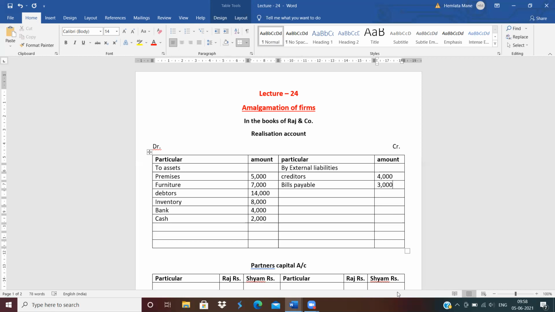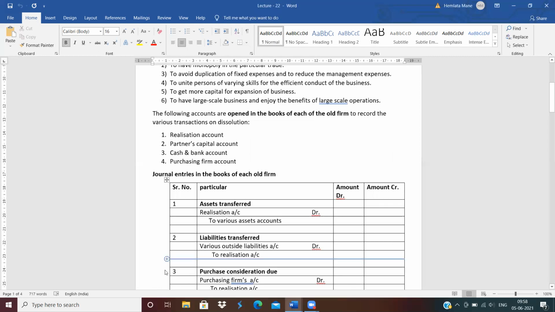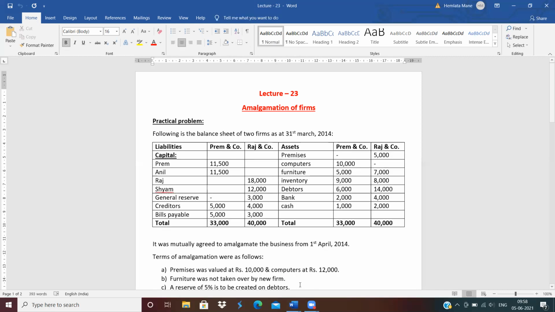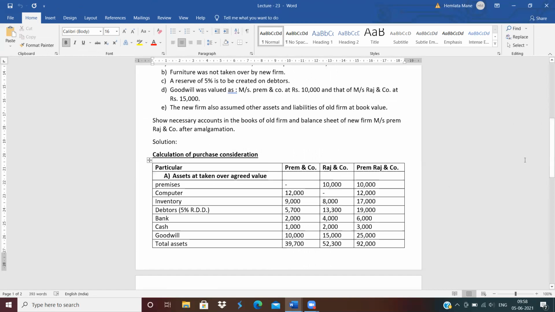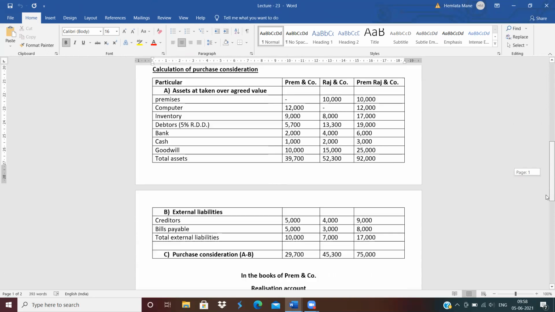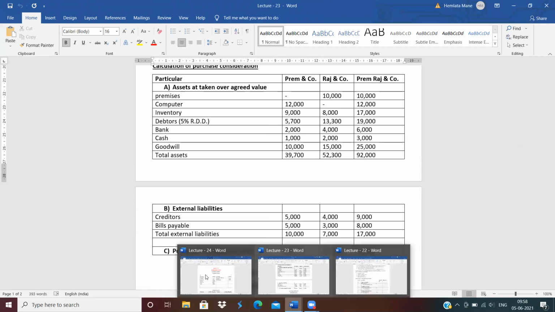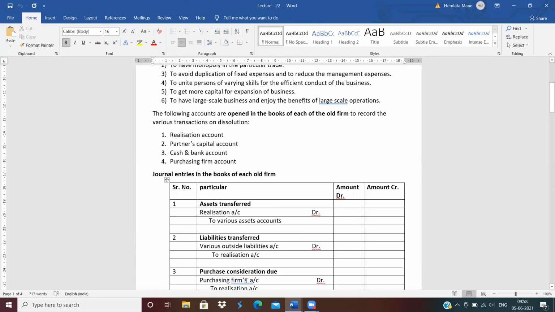Then the next entry, which is the next entry? See in the journal entries. The next entry is purchase consideration due. So do the entry for purchase consideration due. See how much the purchase consideration of Raj is. Purchase consideration of Raj is 45,300. So do the journal entry. What is the journal entry?